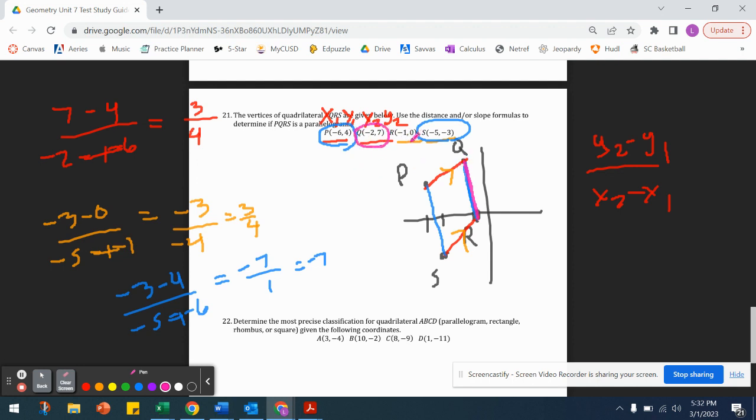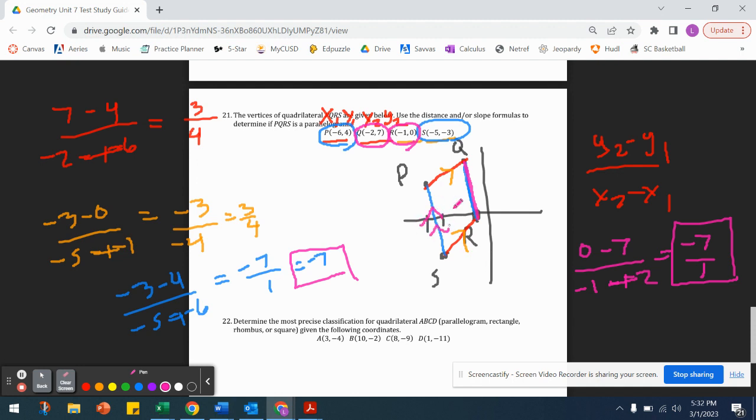So I have QR. If I have y2, which is 0 minus 7 over negative 1 minus negative 2, double negative becomes a positive. This is going to give me negative 7 over positive 1. And look, this is a negative 7, which means that these two sides are also parallel, which means, is this a parallelogram? Yes.